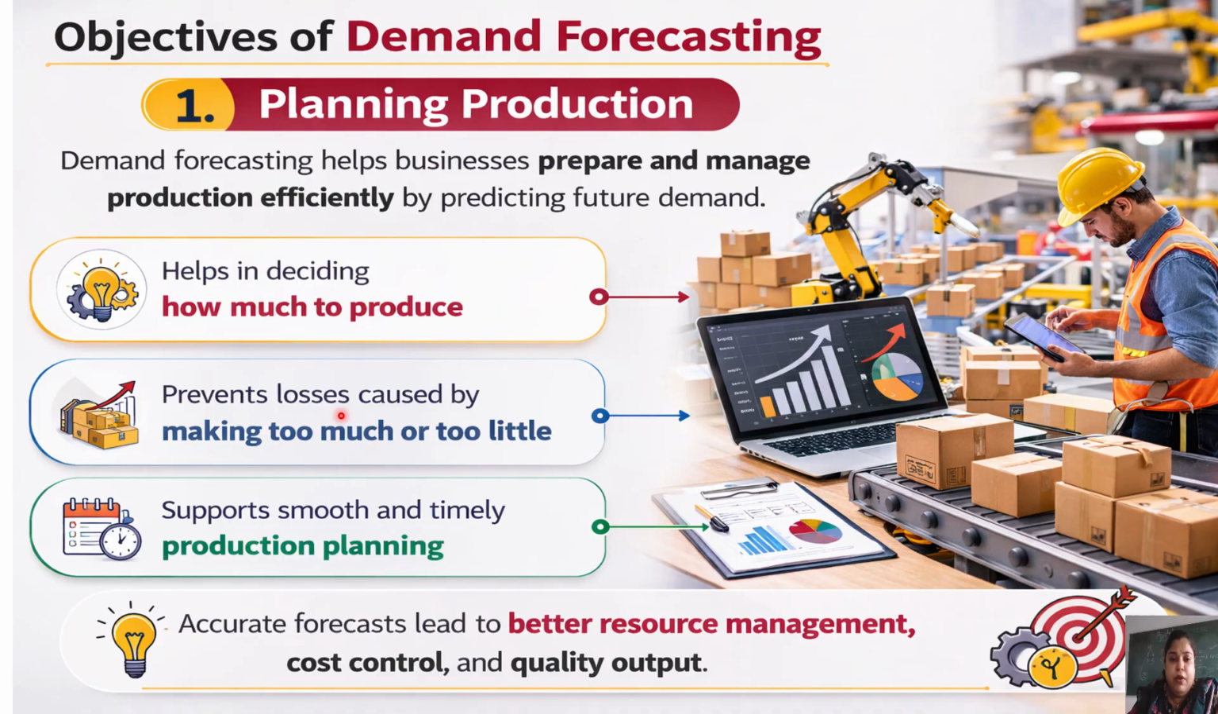The second one is to prevent losses caused by making too much or too little. As you know very well, underproduction or overproduction may cause loss for the manager. So it is very important that production should be done efficiently. It supports smooth and timely production planning. If we already forecast the demand for future products, it is a time saver, and it also makes smooth and timely production possible. So accurate production leads to better resource management, cost control and quality output.